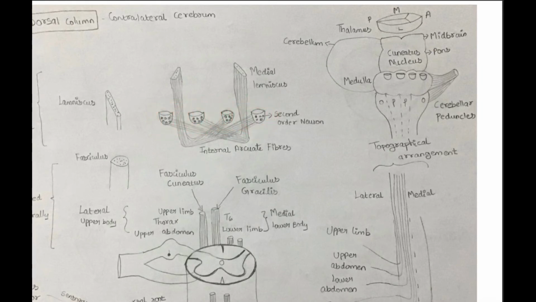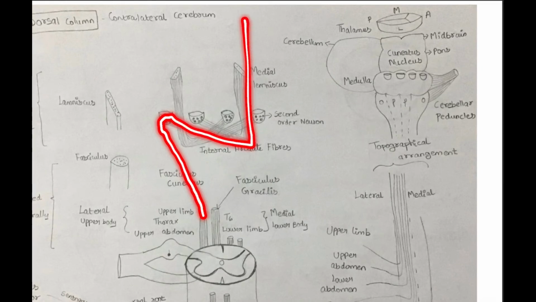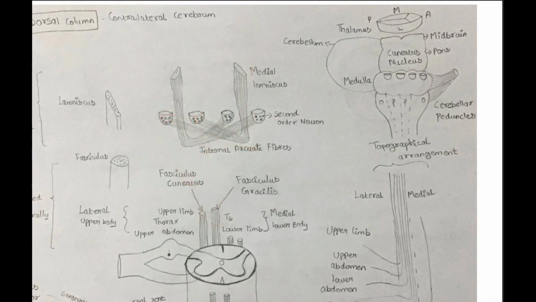The sensory nerve fibers passing through the fasciculus cuneatus tract will meet the second order neurons here in this nucleus. From here they go to the opposite side and go upwards. The same goes with the fasciculus gracilis. It will cross and go upwards. The same happens on the other side.